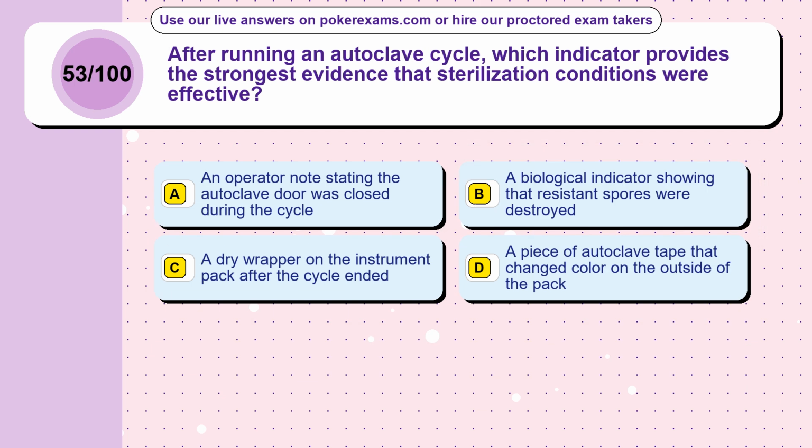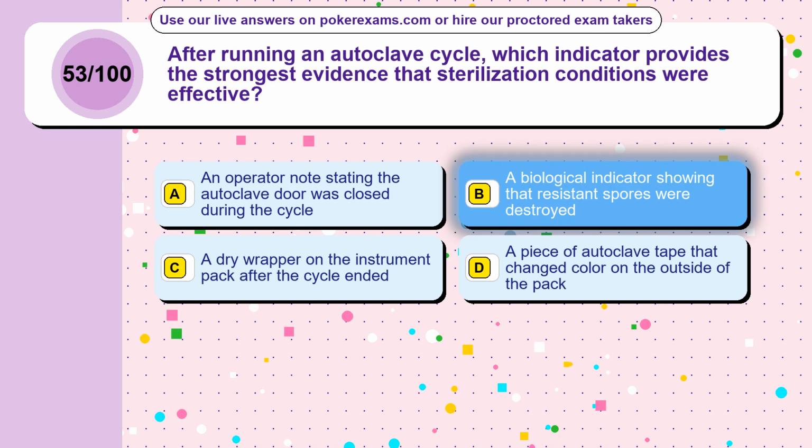After running an autoclave cycle, which indicator provides the strongest evidence that sterilization conditions were effective? Option A. An operator note stating the autoclave door was closed during the cycle. Option B. A biological indicator showing that resistant spores were destroyed. Option C. A dry wrapper on the instrument pack after the cycle ended. Option D. A piece of autoclave tape that changed color on the outside of the pack.